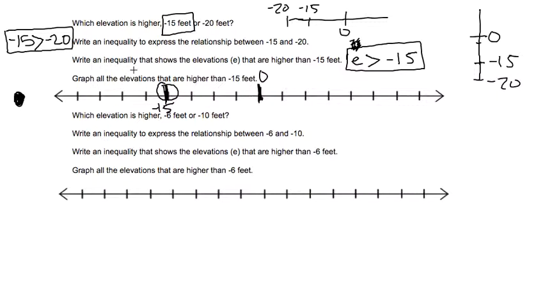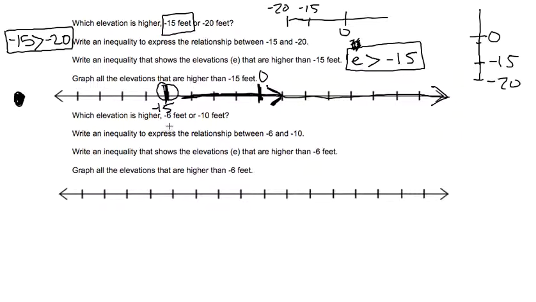Now we're asked to graph all the elevations that are higher. So again, we just pick a number that's higher than negative 15. And again, we know that 0 is going to be higher, so we draw our arrow pointing in the direction towards 0, because any of these values, so on and so forth forever, are going to be greater than negative 15. So now let's do it all over again.